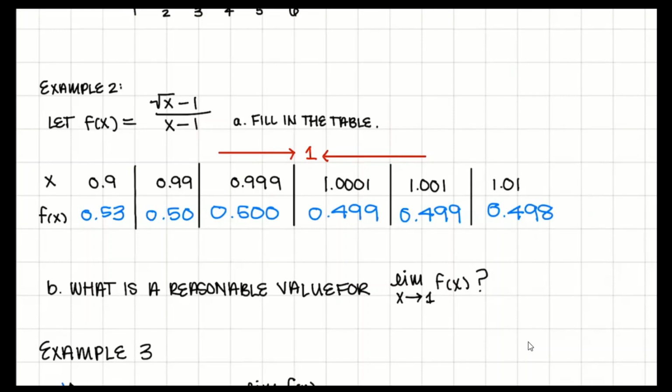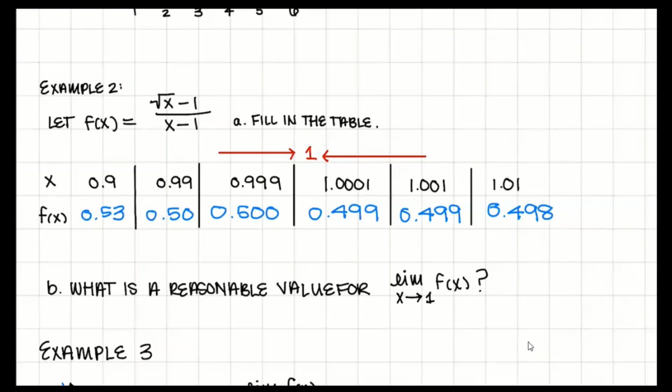So part B says, what is a reasonable value for the limit as x approaches 1 of f of x? We can see that just from the left-hand side, our numbers are decreasing, decreasing, decreasing, and they're getting pretty darn close to 0.5. End of story. Now let's look at our right-hand side. We can see that our numbers are increasing from 0.498 to 0.499 to, again, 0.499. And there's some more significant figures that I didn't bother to write because we can see the pattern and we can keep going with this.